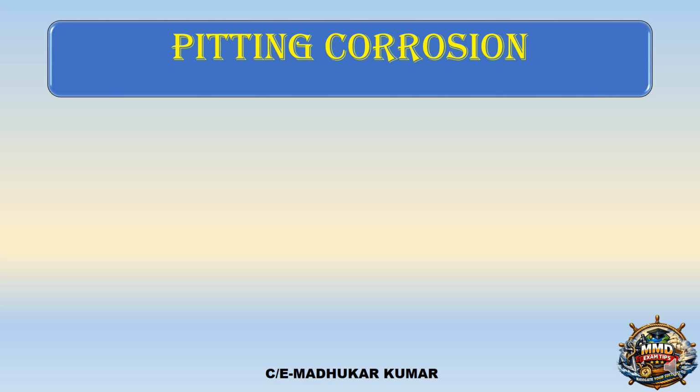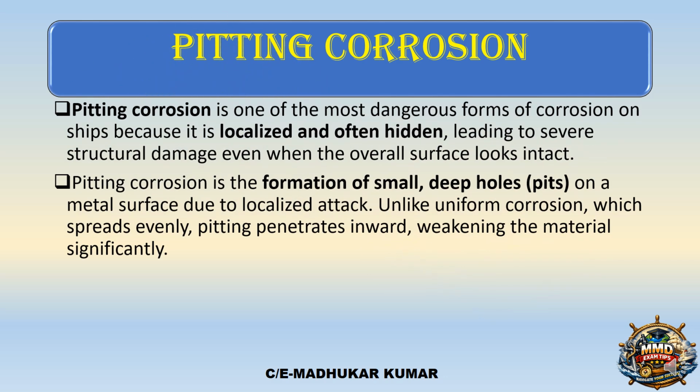Now the next is your pitting corrosion. You can see here pitting corrosion is localized corrosion, leading to severe structural damage when the overall surface looks intact. Pitting corrosion is the formation of small deep holes on a metal surface due to localized attack. Unlike uniform corrosion, which spreads evenly, pitting penetrates inward and weakens the metal in a significant manner. So this is an important part.